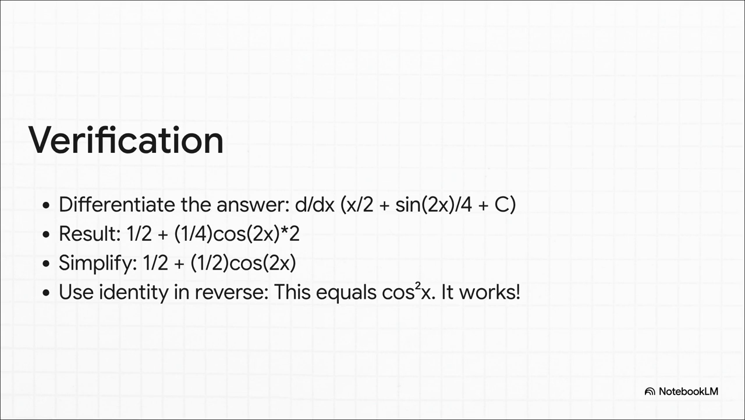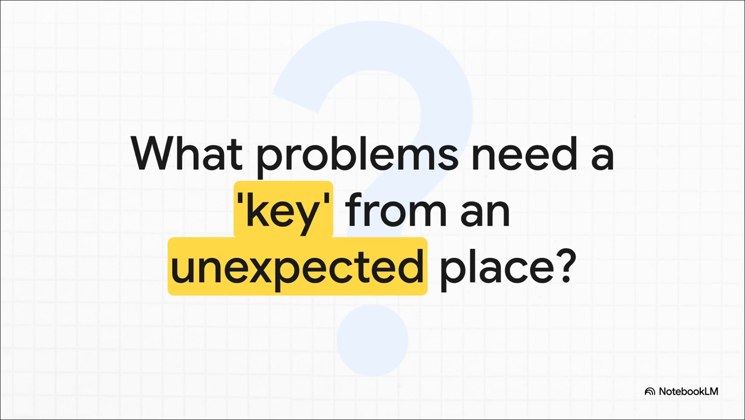Well, we can check our work by going backwards. If we differentiate our answer, and yeah, you've got to remember the chain rule for that sine term, we end up with 1/2 plus 1/2 cosine of 2x. Now, if we use our key in reverse, that simplifies right back to where we started, cosine squared of x. It works out perfectly.